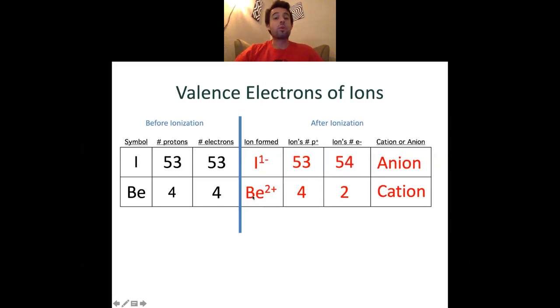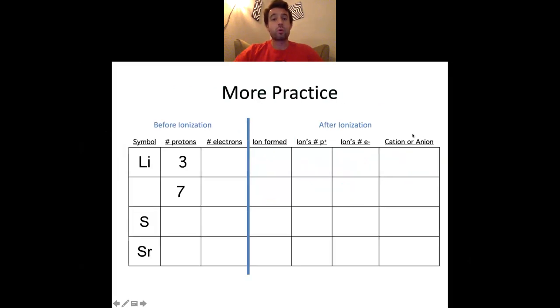We're not quite done with this little table. So hopefully you wrote this all down. Because here's what I want to show you is an even bigger table. Now we've got lithium over here. We've got whatever has 7 valence electrons. You should be able to figure that out. Then we have sulfur and strontium. Go ahead and use your knowledge of before ionization and after ionization to complete this table.